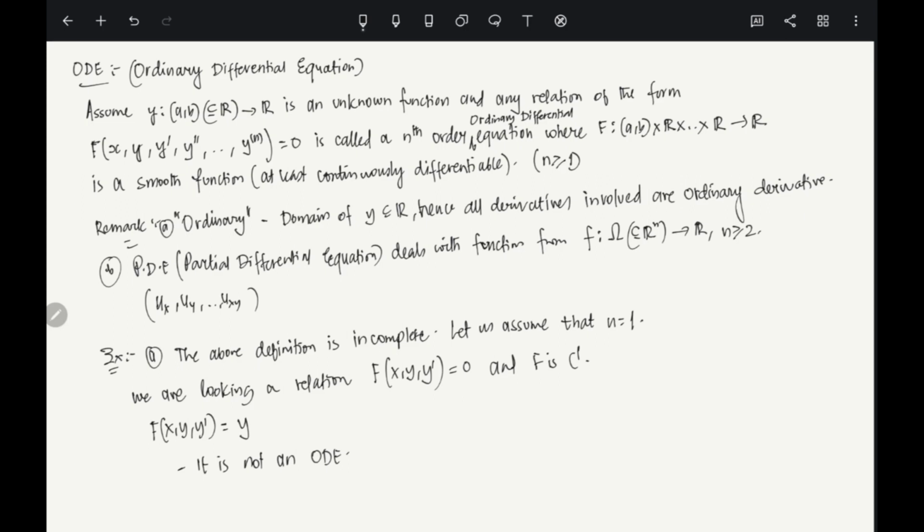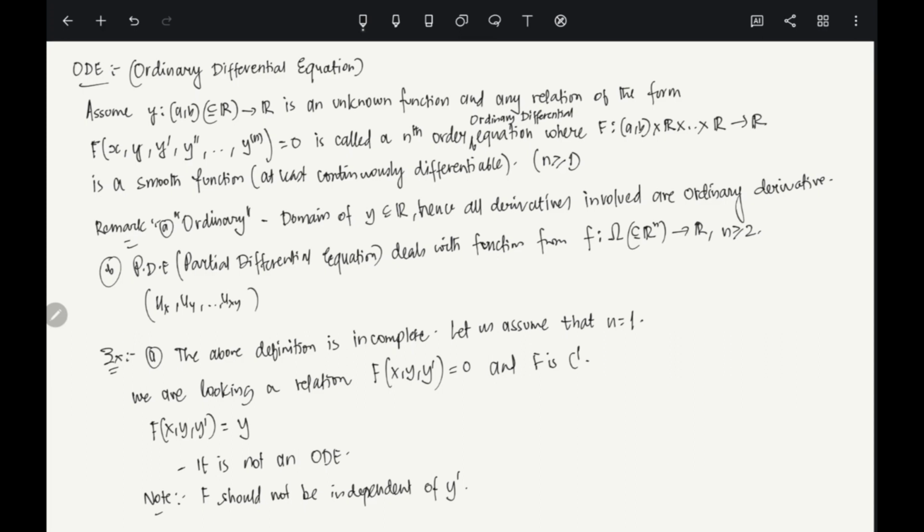So for n equals 1, if this function has to contain the derivative, it should not be independent of y'. Small note: f should not be independent of y'. If it is independent, then it's basically a relation between x and y, and that's not an ordinary differential equation because there are no derivatives involved. So some derivative has to be involved.